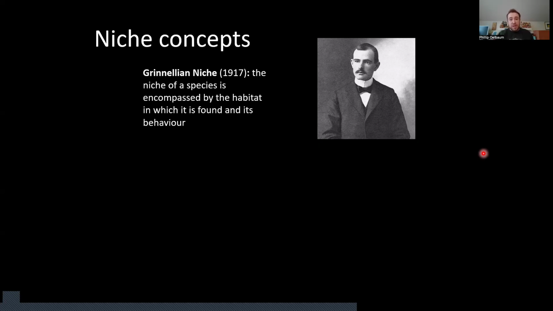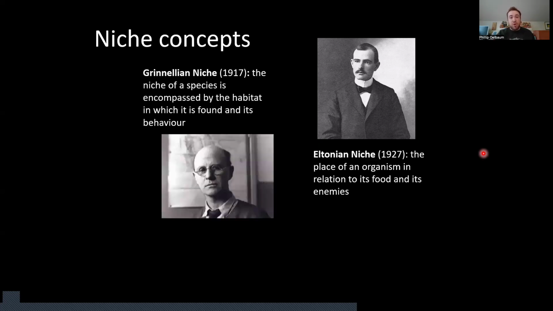We describe it now as the Grinnellian niche, which is that the niche of a species is encompassed by the habitat in which it's found and its behavior. So, relating the behavior of an organism to its environment. That's quite broad, which brought Elton in 1927 to try to cement that more in place, also in relation to others within the same communities. So it's the place of an organism in its relation to its food and its enemies.